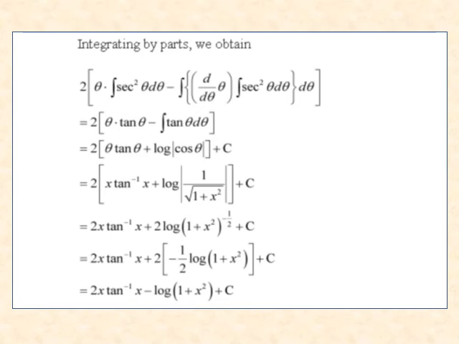Clear? So from here we are getting 2 theta into tan theta minus integral tan theta d theta, and integral tan theta is equal to what? Minus log of cos theta. So we are getting 2 theta tan theta plus log cos theta plus c, and putting the value of theta, we will get 2x tan inverse x plus log of 1 upon under root (1 plus x square) plus constant c. So after simplification, our final answer comes 2x tan inverse x minus log (1 plus x square) plus constant of integration c. I hope I am clear. So pause and note down the solution.